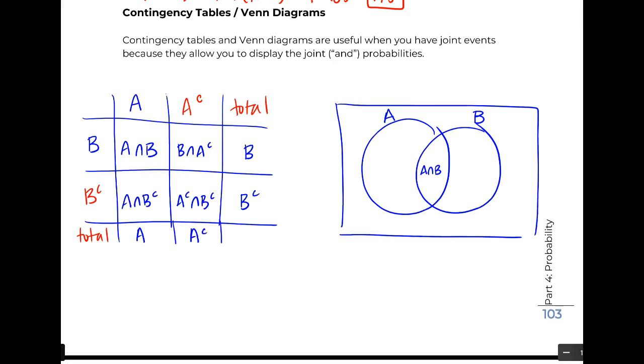And the really cool thing is if we add up these two pieces, we're going to get the last. If we add down the rows, we'll also get the final piece. And that's also true with the last row and the last column. And if we add A and A complement together, we'll just get 1 or 100%, everything all together.